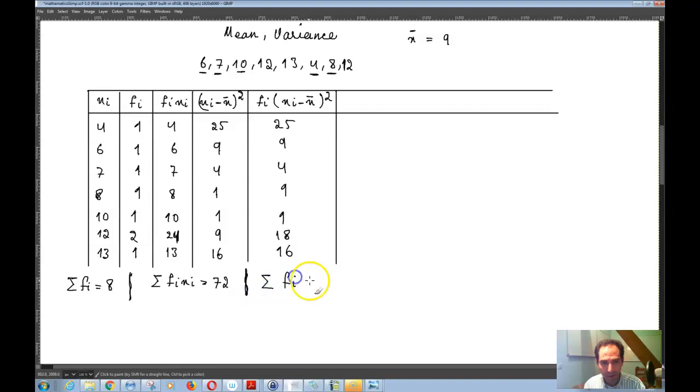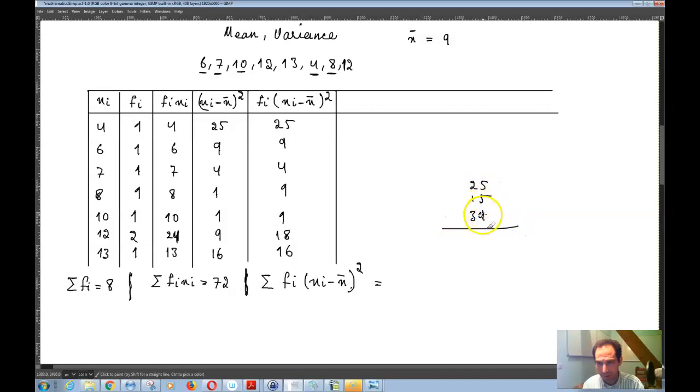And then you want to calculate sigma f of I times x of I minus x bar whole squared, which is all of these numbers added together, which is 13, 14, 15, 15 plus 25, and then you have 20, 18 and 16 is 14 and 34.